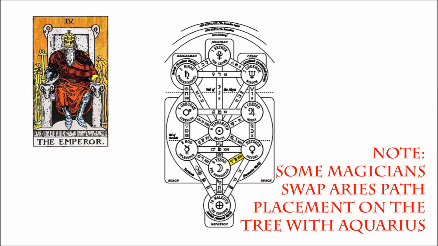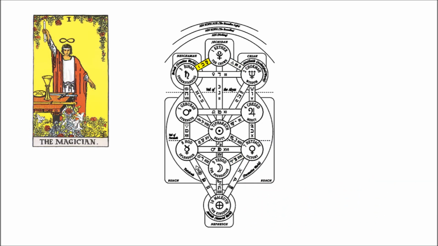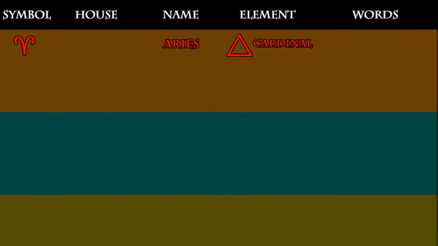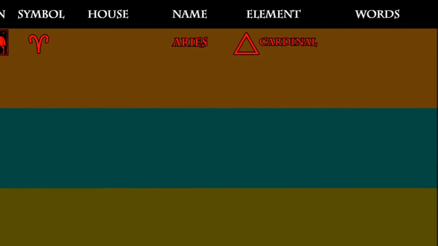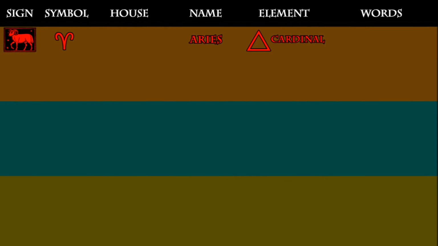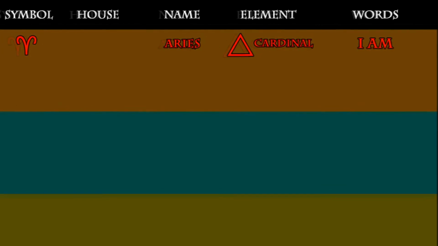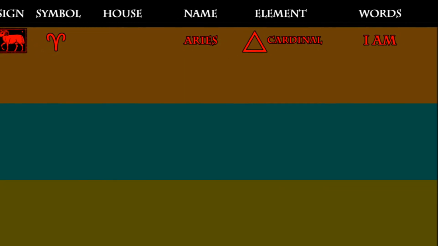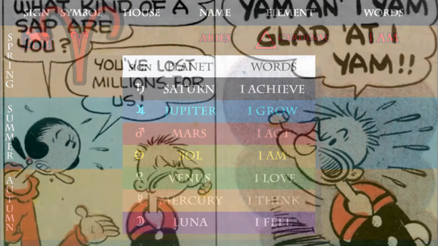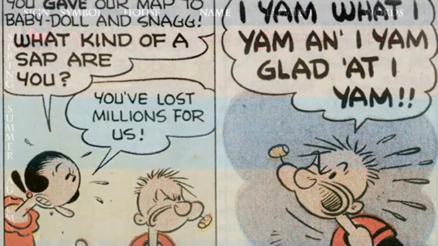So the fool is here and the magician is here. And like I said, we were going to get to those later. But Aries is fire. He's cardinal fire. He's the fire that begins things, as opposed to being fixed or being mutable, which are the other 2 ways to do this. All right. So after Aries, I should say what he says, right? Aries says, "I am." So if you, for instance, were born in Aries, you're like Popeye. I am what I am.